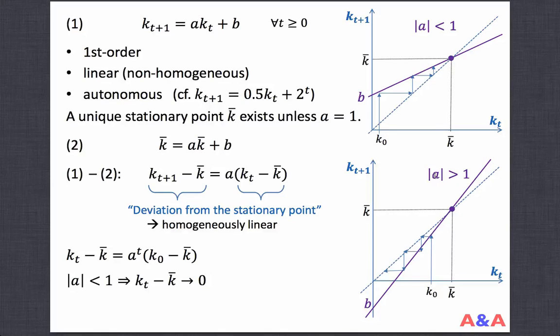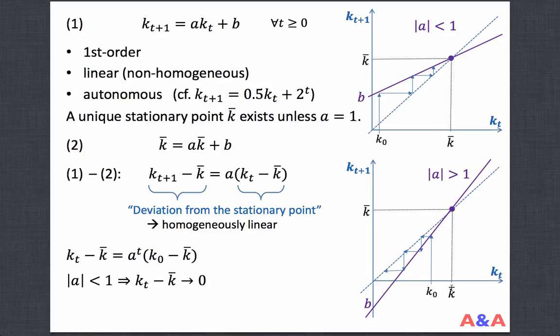Now suppose that the slope variable a is larger than 1, so that the line is much steeper. Again, the stationary point is the intersection with the 45-degree line. So you can see that if the system starts with a value that is exactly equal to k bar, then the next state will remain k bar, k bar, k bar, k bar, k bar. It's constant. It stays there. It's steady state.